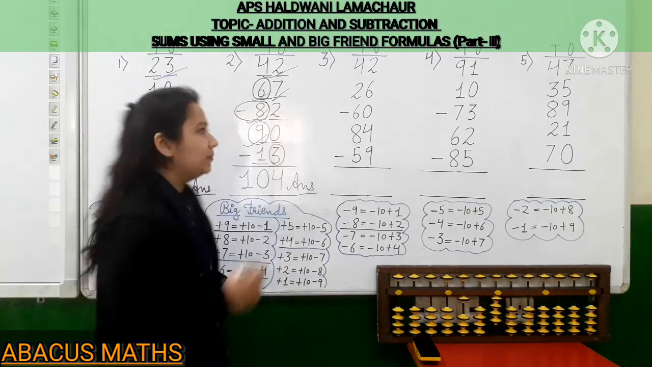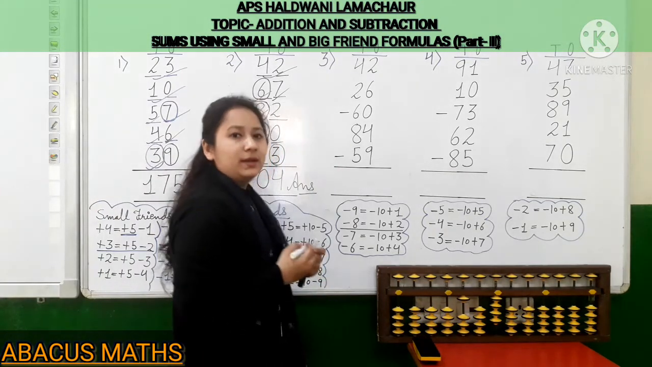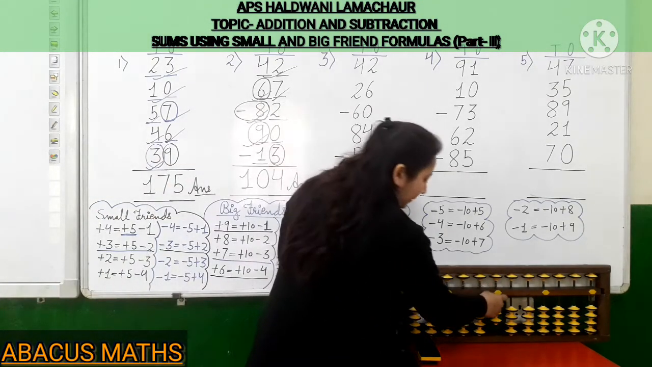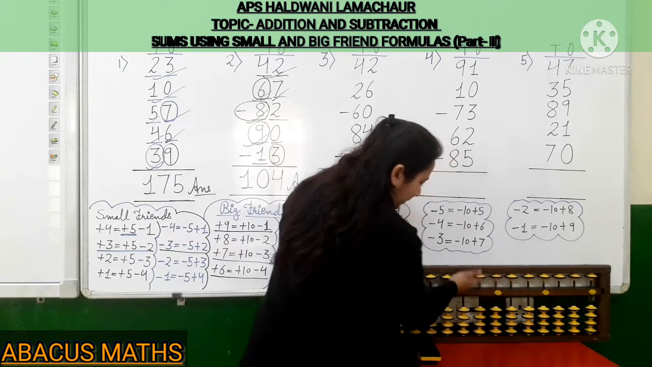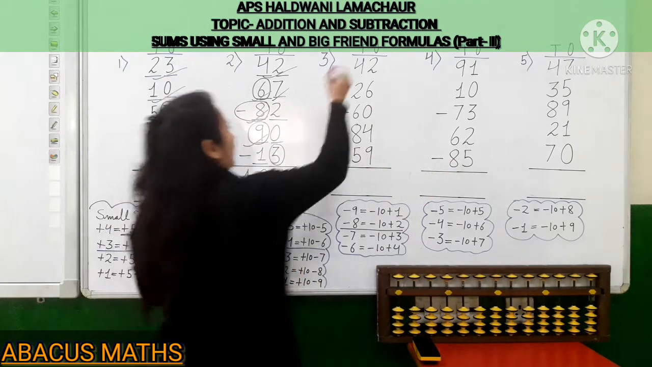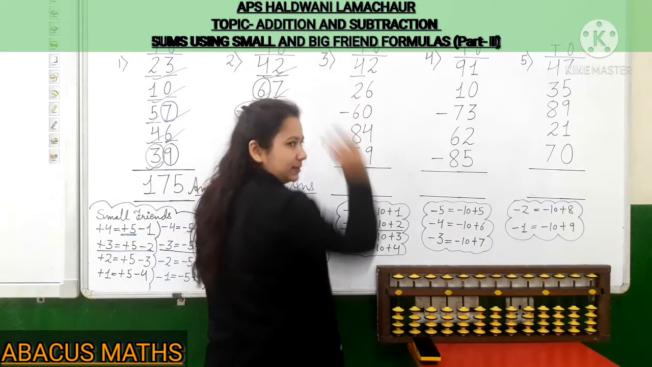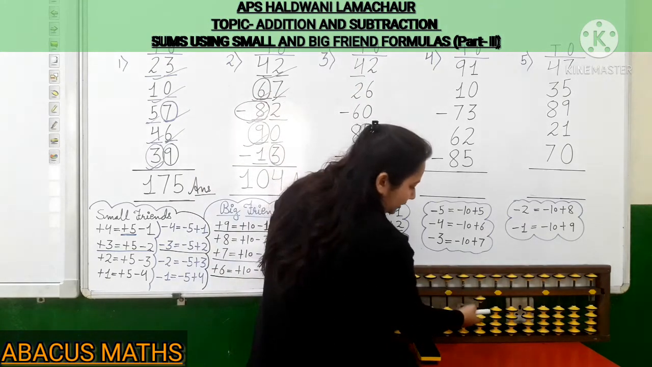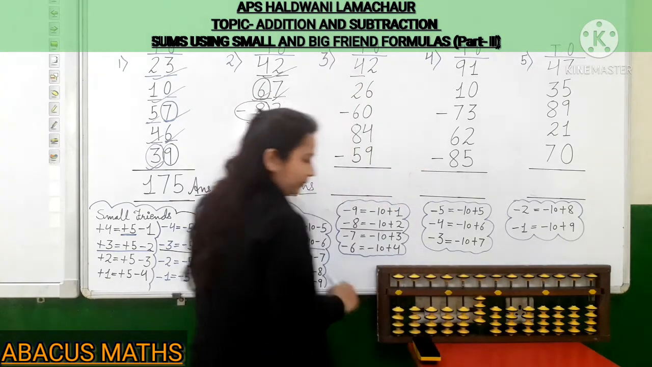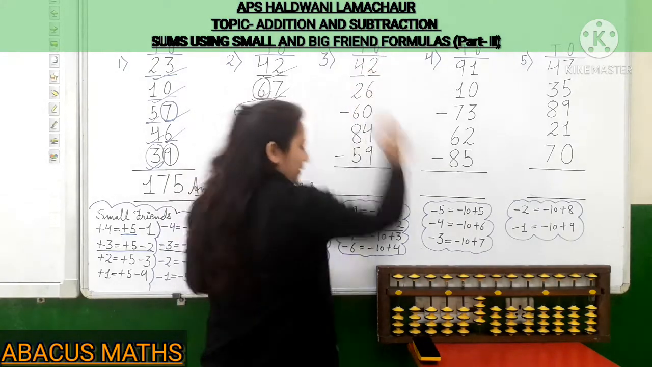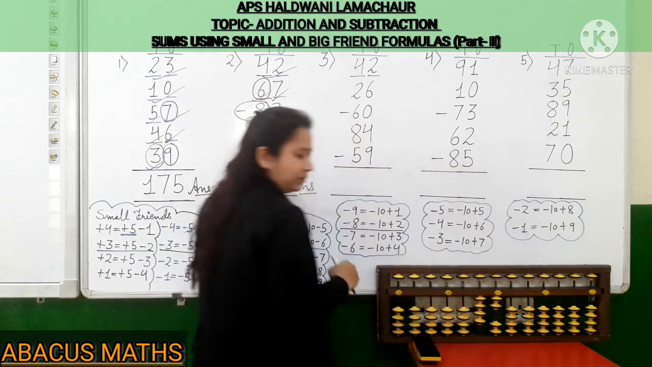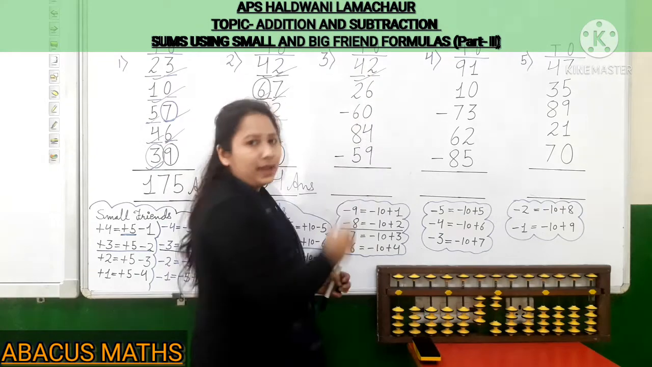Now kids, we will move to the third sum. Before starting the third sum, set your abacus, lower beads down, upper beads up. Now kids, first of all add this 4 in the tens rod. Now 1, 2, 3, 4. Then 2 in the ones rod, 1, 2. And your 42 is added.